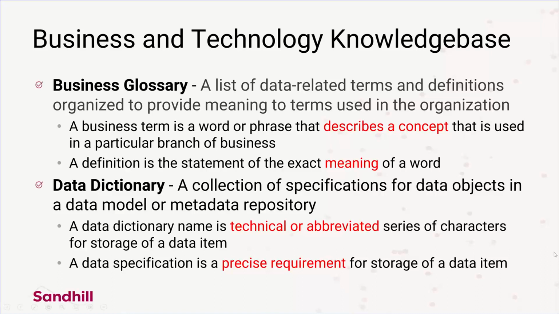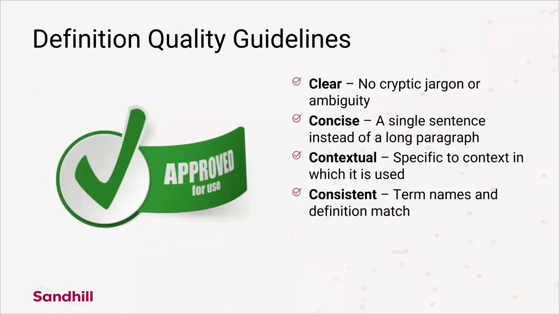So some of the quality guidelines that we look at when capturing this knowledge about the business and the systems that the business uses need to be adopted. So let's take a look at some of the quality guidelines here that you can use for developing these things. So these are what I call the 4 C's of metadata quality. Starting with clear, no cryptic jargon or ambiguity in the definitions. So try to keep it at a non-technical speak when you begin to define these definitions.